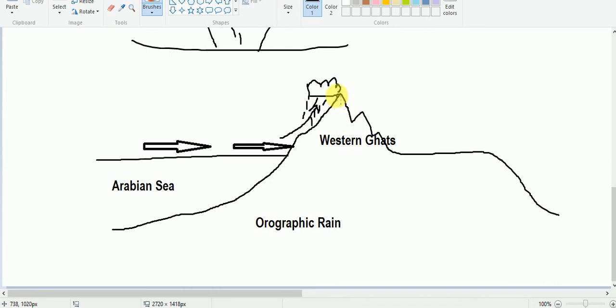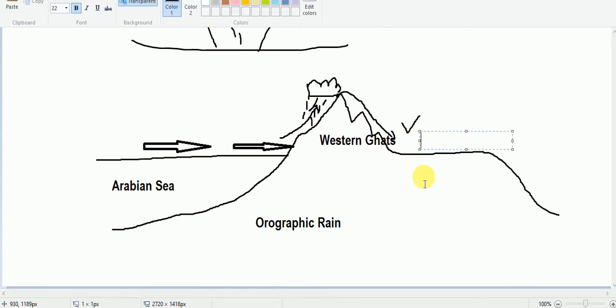The wind after crossing the Western Ghat is descending, moving down. And when the air descends, it is heated again, it is warmed up due to adiabatic heating. Because of that, on this side there will be little rainfall or no rainfall, and hence this area is known as the rain shadow area.